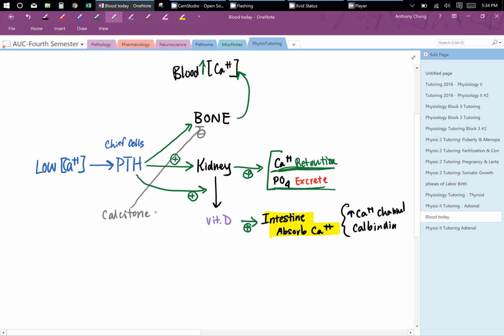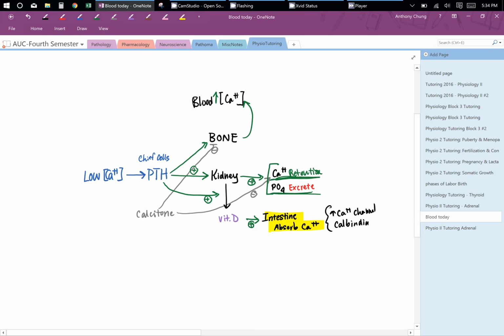And calcitonin would have the opposite effect on the calcium retention. So over here it would actually be decreased, but not really physiologically important. So normally this doesn't play too much of a role. Okay, so this is the general gist of what's happening.